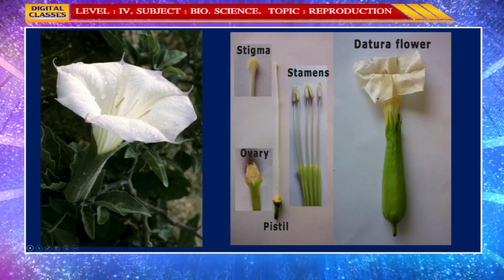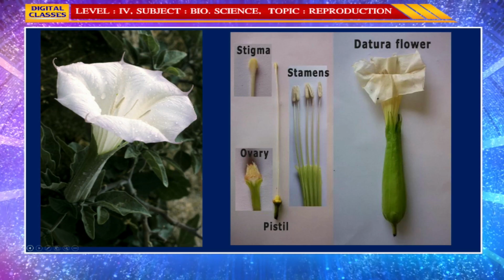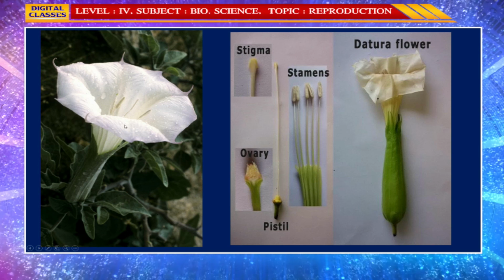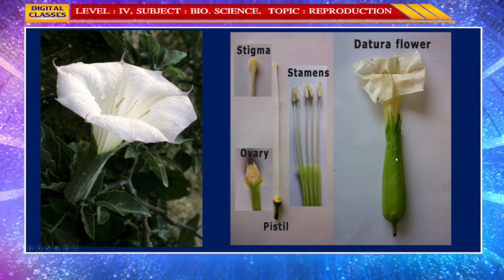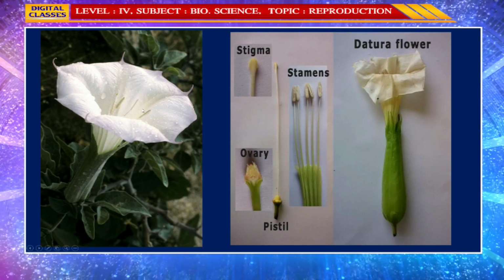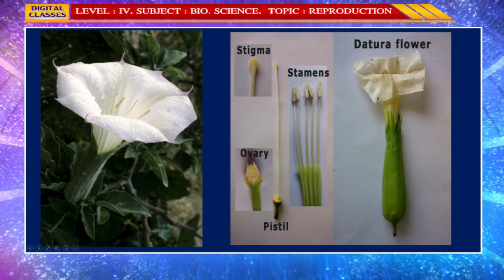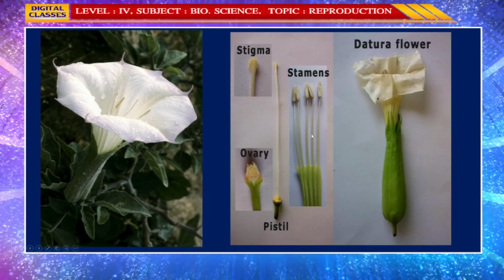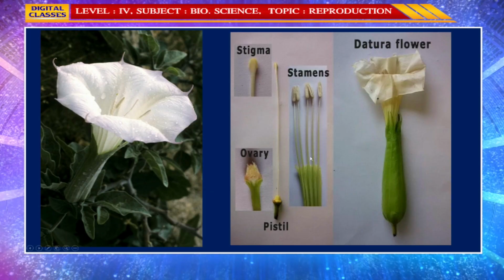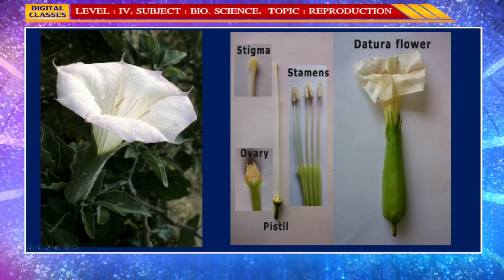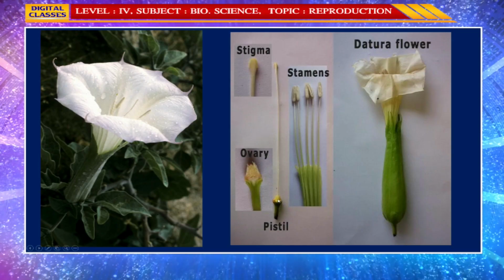Observe this picture on the screen. This is Datura flower. Here you can see different parts of the flower. They are calyx, also called as sepals, and these are corolla, also called as petals, and these are stamens, also called as androecium, and this is pistil, and this is called as gynoecium.